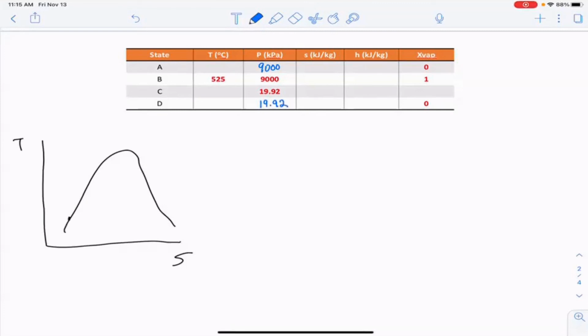So that's not going to change. They're still done isobarically. We also know that D is still going to exist at the exact same place that it existed the last time. And fortunately, that means that we know the enthalpy there, right? It's saturated liquid. So that's 251.1 kilojoules per kilogram.